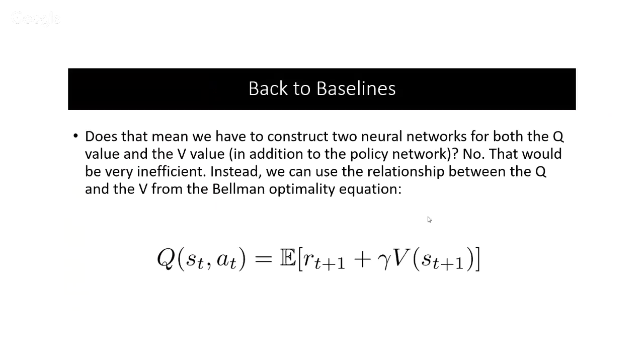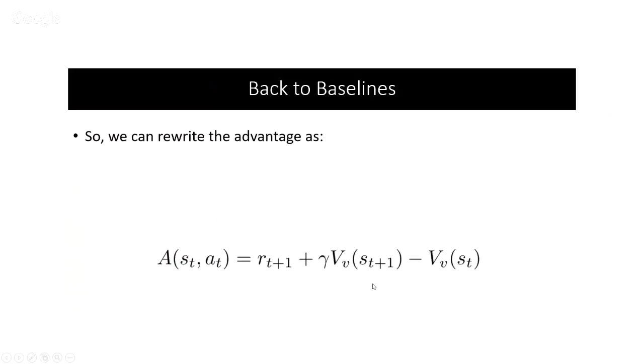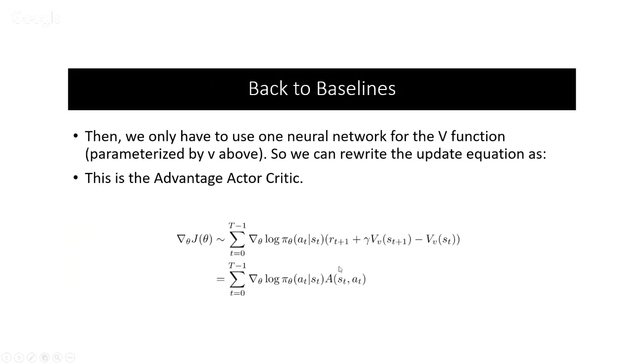Instead, we use a relationship between the Q and the V from the Bellman optimality equation. So we can rewrite the advantage as the following. Then we only have one neural network for the V function, parameterized by V. We can rewrite the update equation. This is the advantage actor-critic.